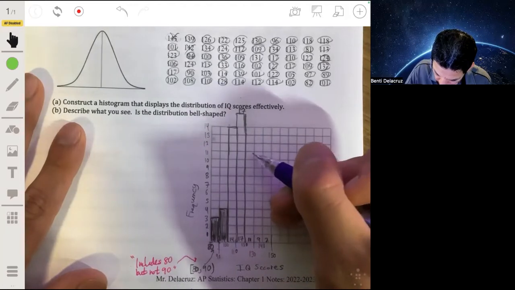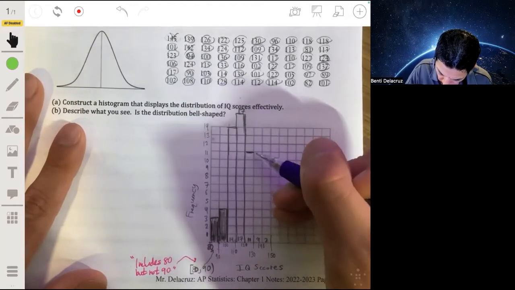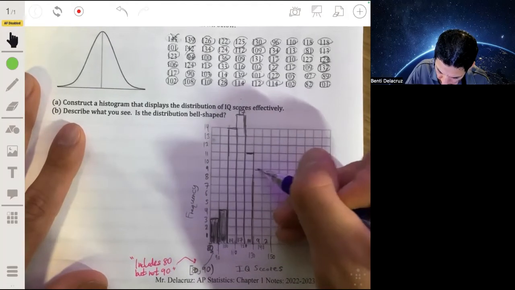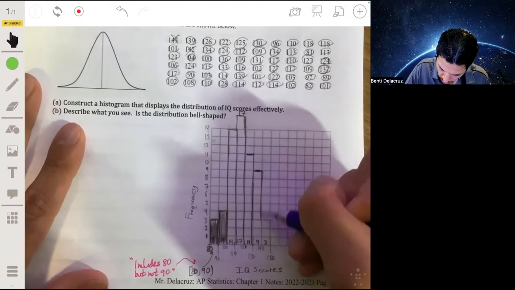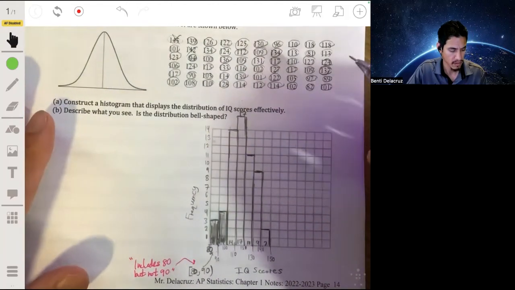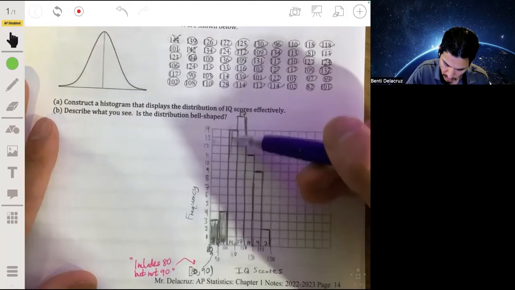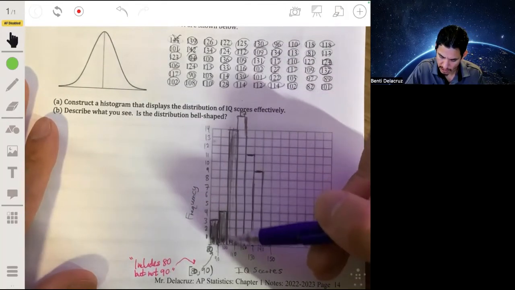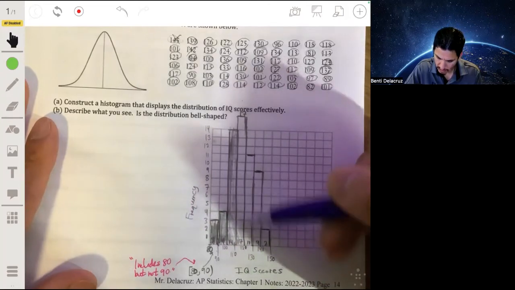Then 11. And then 9. And the last one, 2. And you don't have to shade it, but I usually like to shade it at least a little bit.